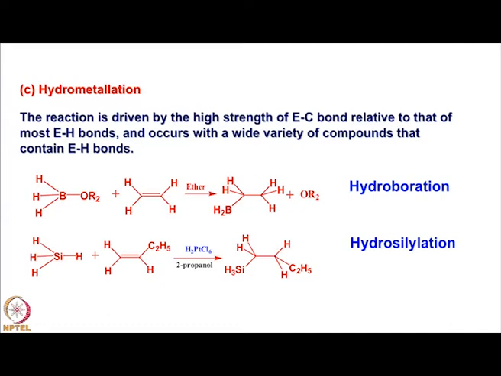If you take this ether adduct of boron trihydride and treat it with alkene in ether, hydroboration occurs through the elimination of OR2. Similarly, one can also perform a hydrosilylation reaction, but this requires a catalyst, preferably a transition metal catalyst such as platinic acid, H2PtCl6. This reaction is carried out in 2-propanol, and here the Si-H bond is added across this carbon-carbon double bond. So, this is called the hydrosilylation reaction.